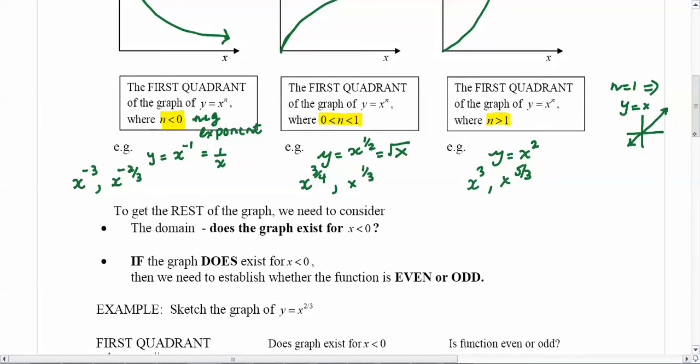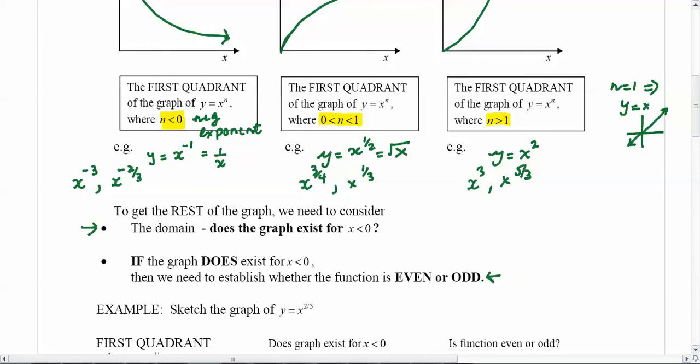Now, to get the rest of the graph, the first thing we need to consider is whether there is any more to the graph. In other words, the domain. Does the graph exist for x less than 0? If it doesn't, then we're done. If the graph does exist for x less than 0, then to get the rest of the graph, we just need to establish whether or not the function is even or odd.